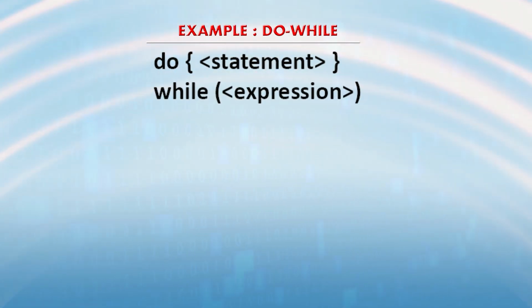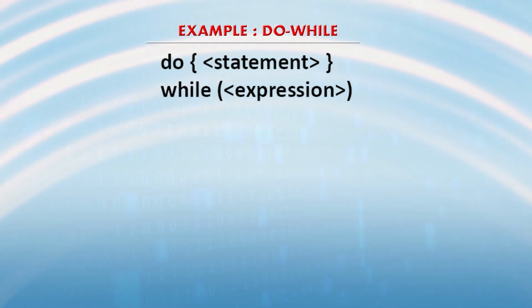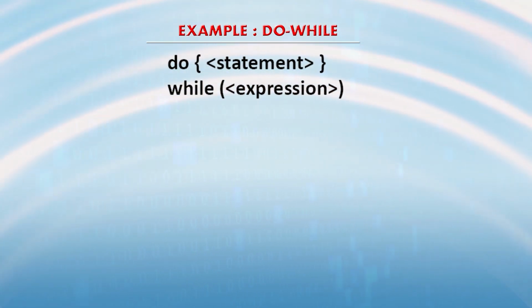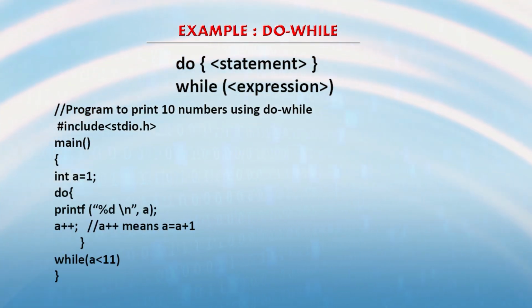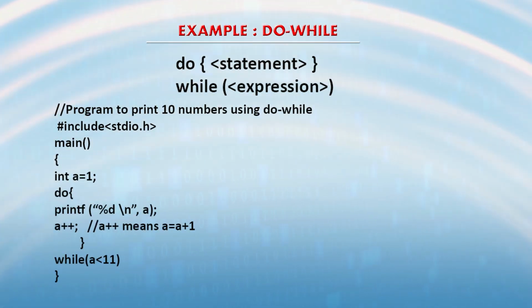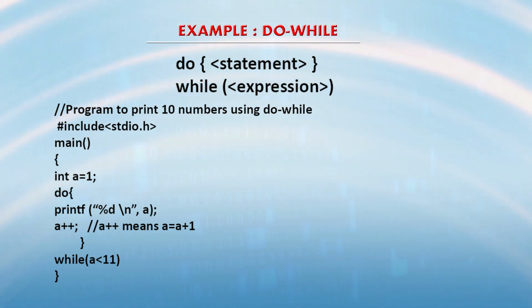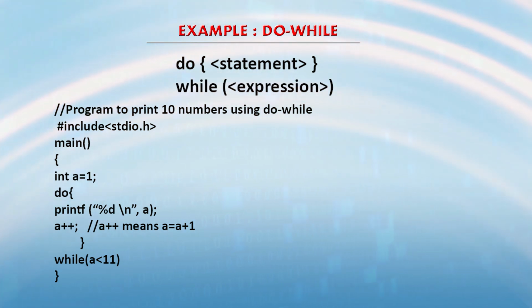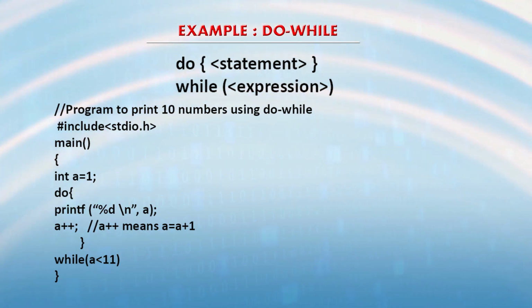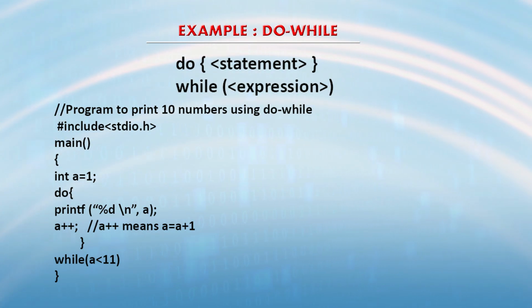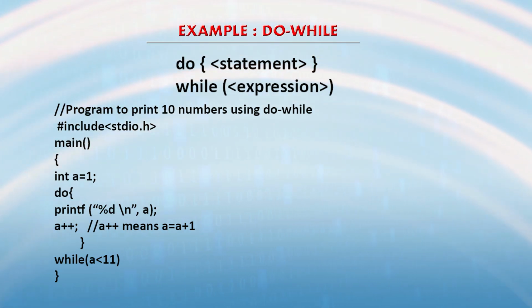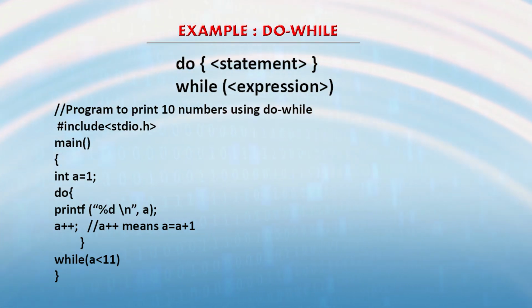So let's go for another looping construct, that is the do while construct. The structure goes like this: do a set of statements while some expression is true. Now let's use this construct to write a program to print 10 numbers. We start directly with the main body of the program. We specify a variable int a is equal to 1, and we want to print 10 numbers. So firstly we would like to execute a set of instructions, and do takes care of that.